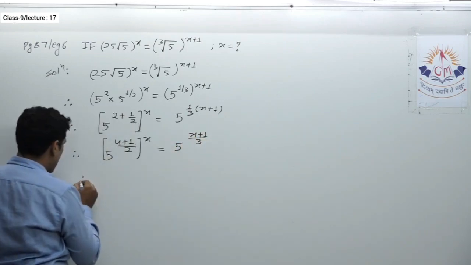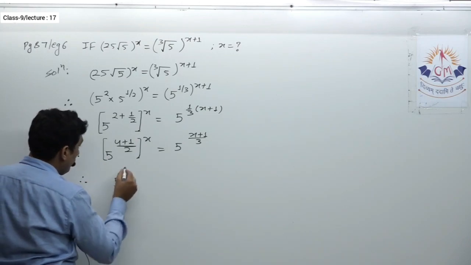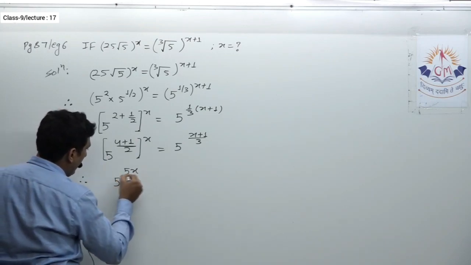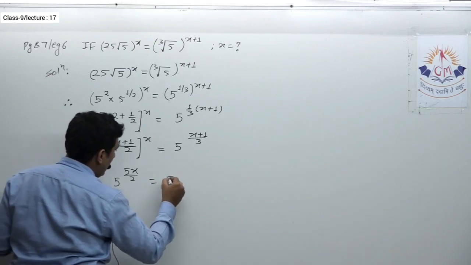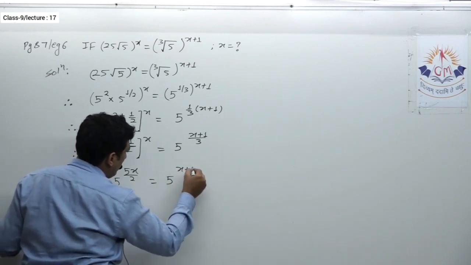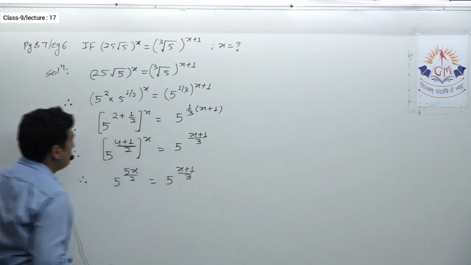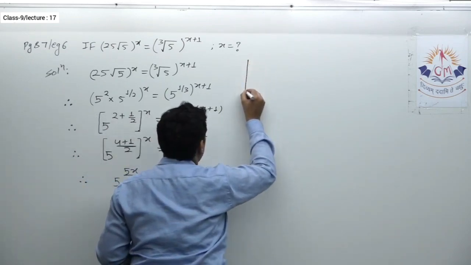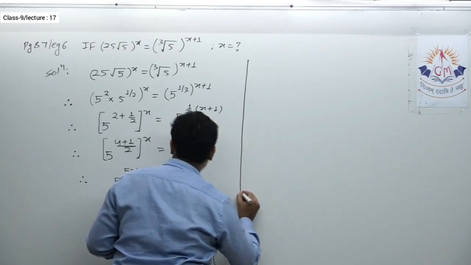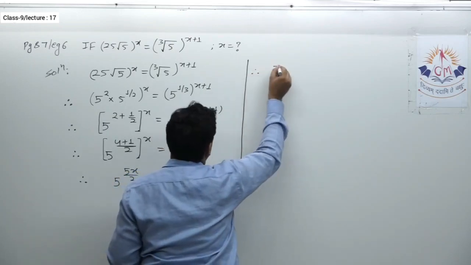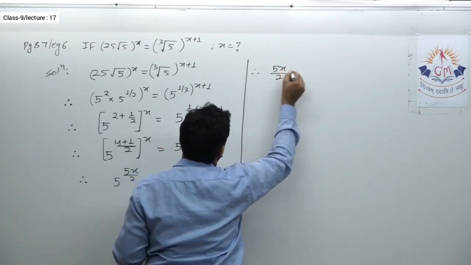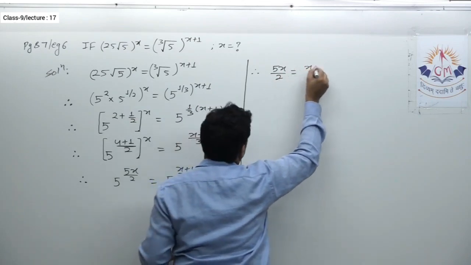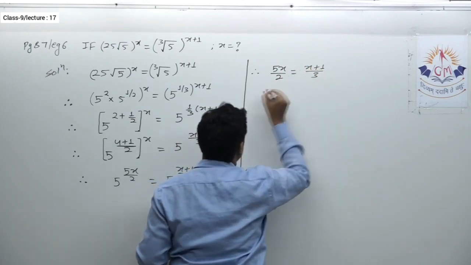Now this will become 5 raised to 5x by 2, and over here I have 5 raised to x plus 1 by 3. Now the bases are same, so definitely we can say the powers will be equal. So therefore I can say 5x by 2 is equal to x plus 1 by 3.